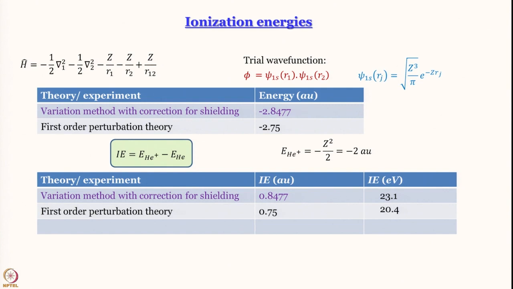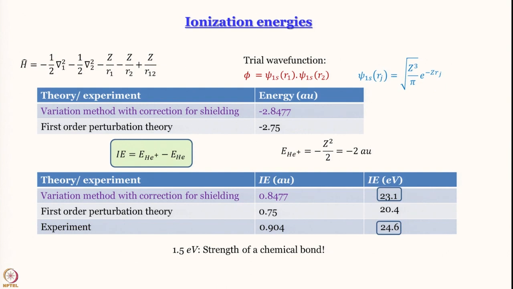So, you see a significant difference between the two calculations, and then when you look at the experimental value, 0.904, this is the correct value, you get an ionization energy of 24.6. So, 20.4 electron volt is definitely very, very far away from 24.6 electron volt. Is 23.1 close enough? Well, definitely better than 20.4, but see, the difference between 23.1 and 24.6, the number calculated from variation method and the number obtained experimentally, is 1.5 electron volt.